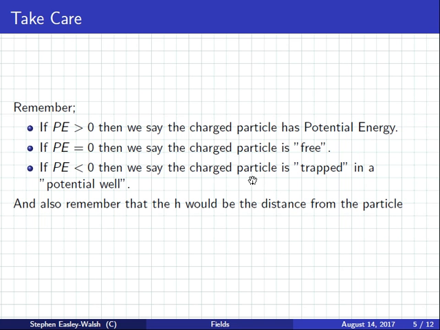Also remember that h would be the distance from the particle to the plate it's attracted to. Just remember that h is not the distance between the plates, it's the height to the charged particle.